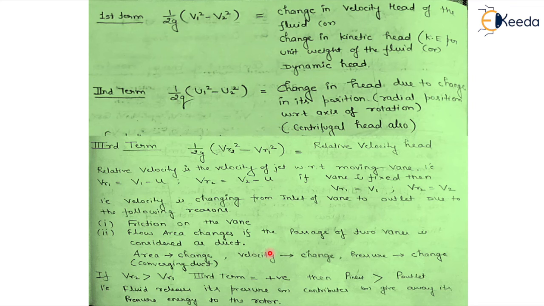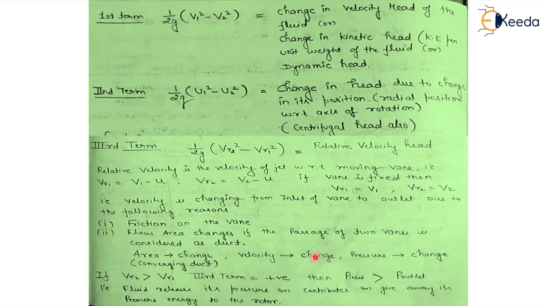Suppose it is a nozzle, then in a nozzle the area will change. If it is a converging nozzle or converging duct, then the area is decreasing, so velocity will increase. If velocity increases, then pressure will decrease. Similarly, in this case, the space between the vanes is like a converging duct. So the velocity is increasing from the inlet to the outlet.